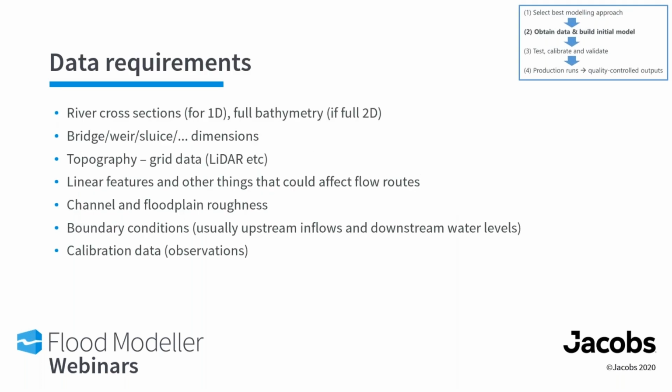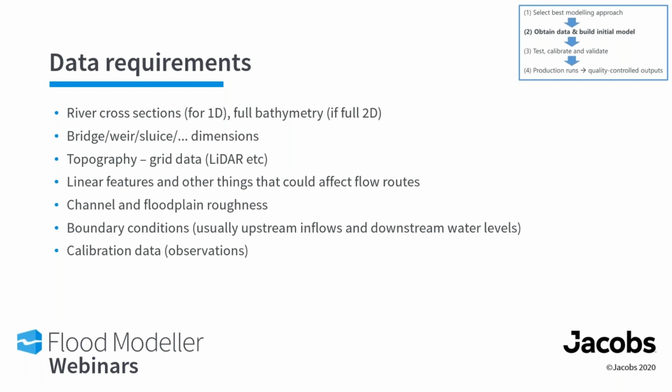Data requirements. So again, these vary with the approach and the objectives of your study, but I've listed out a few of the basic ones here, the most common ones. So for 1D models, you need the cross-section shape of the channel. If you're modeling the floodplain in 1D, you also need the cross-section across the floodplain. If you're doing a 2D model, if it's full 2D within the channel, or for example, with an estuary or something, you need to have the full bathymetry of that.